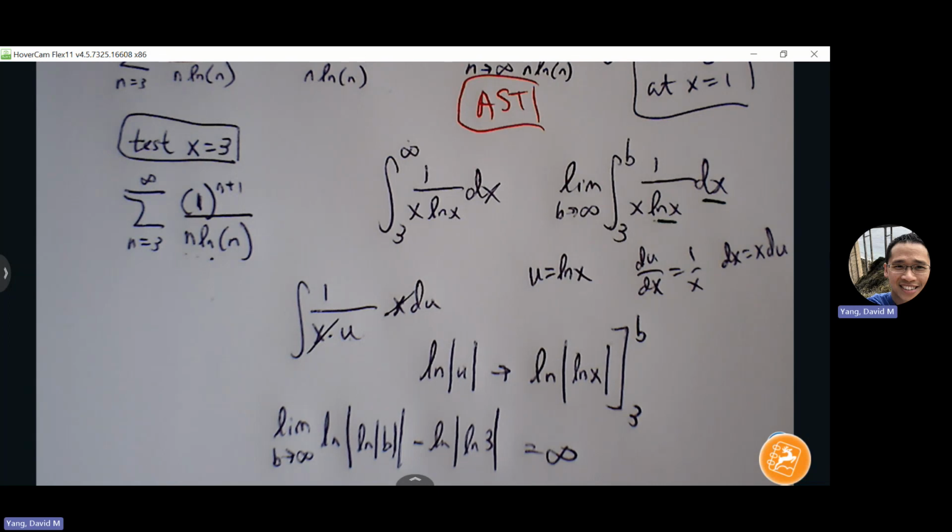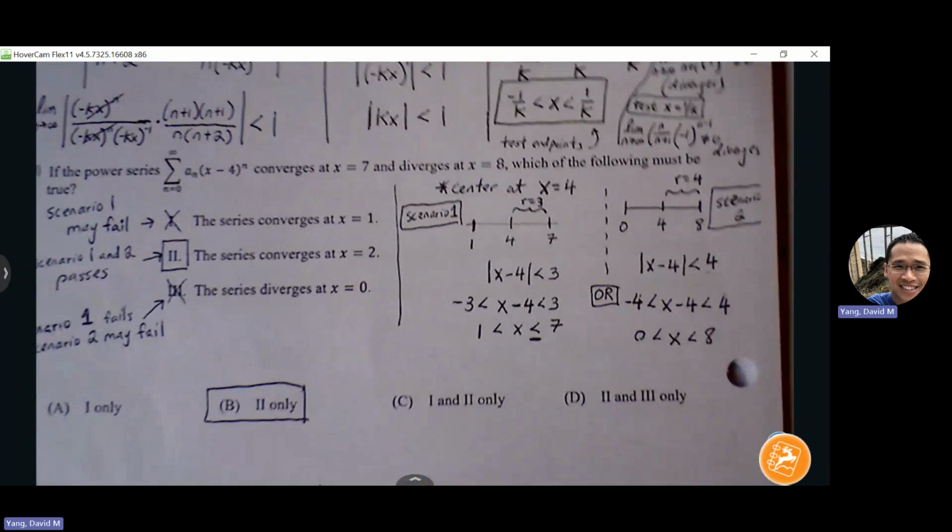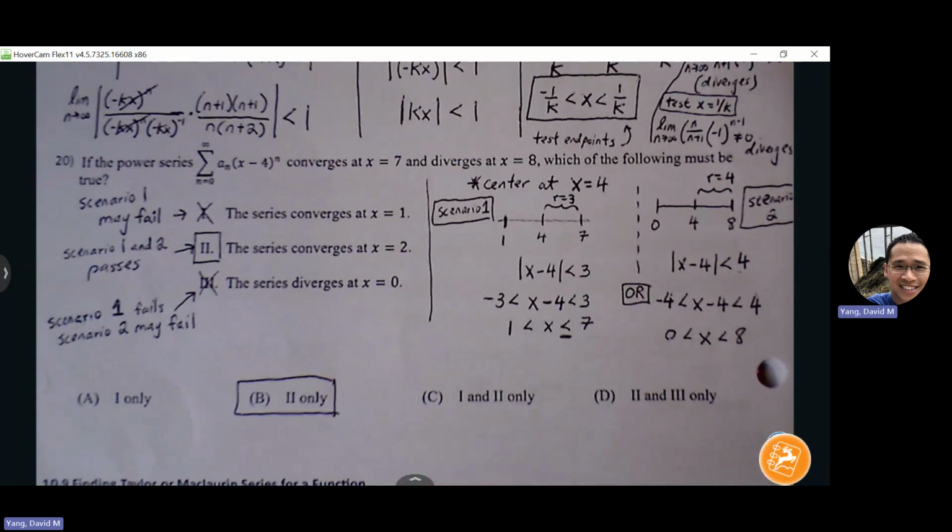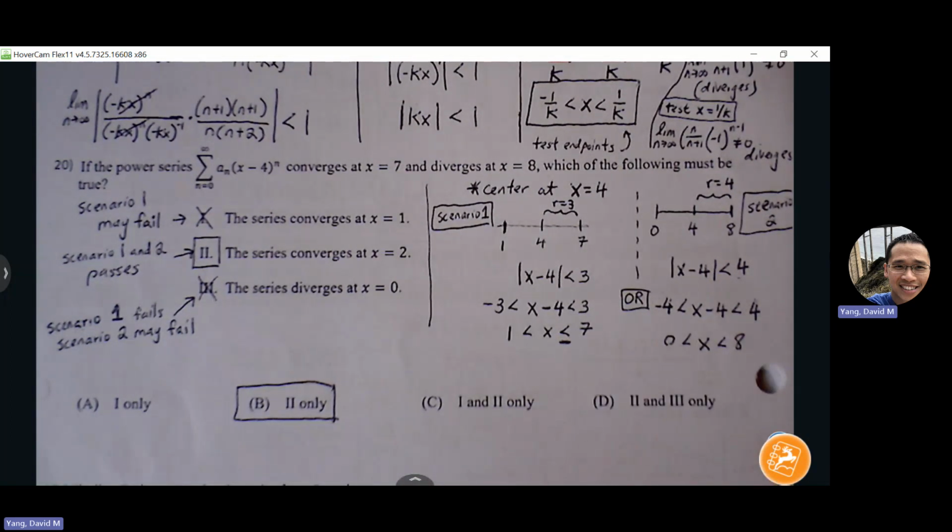If I showed the other scenario and still somehow got it wrong, I think I would give you partial credit just because you understood at least one scenario and how to build the interval of convergence from that one scenario. This one here, right? I just assumed that there was only the first scenario.